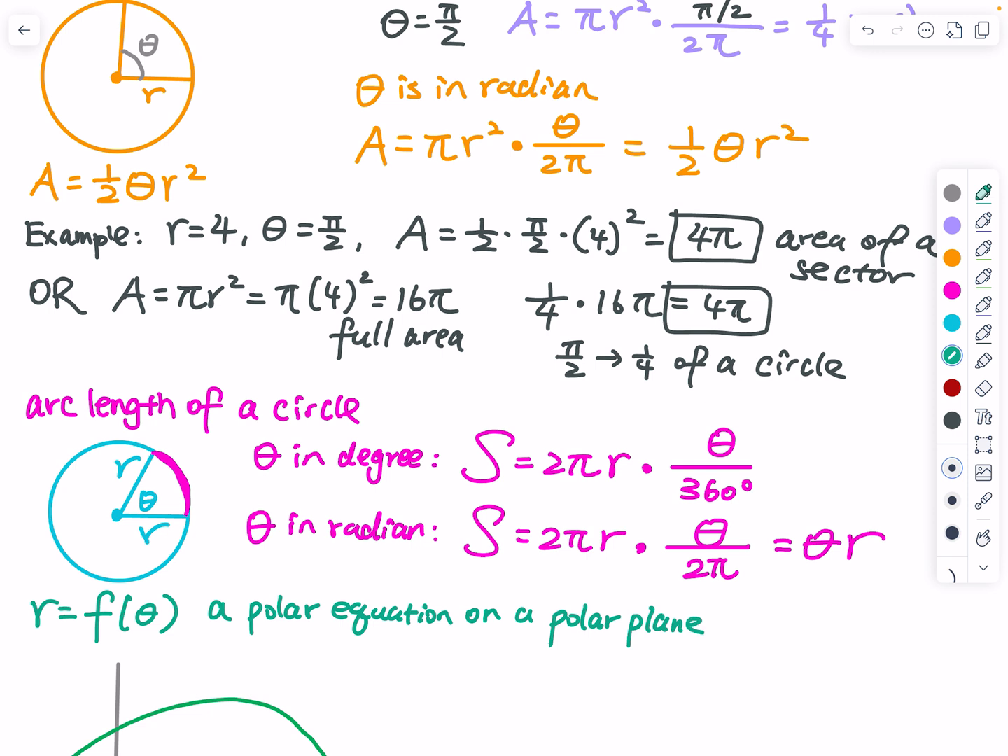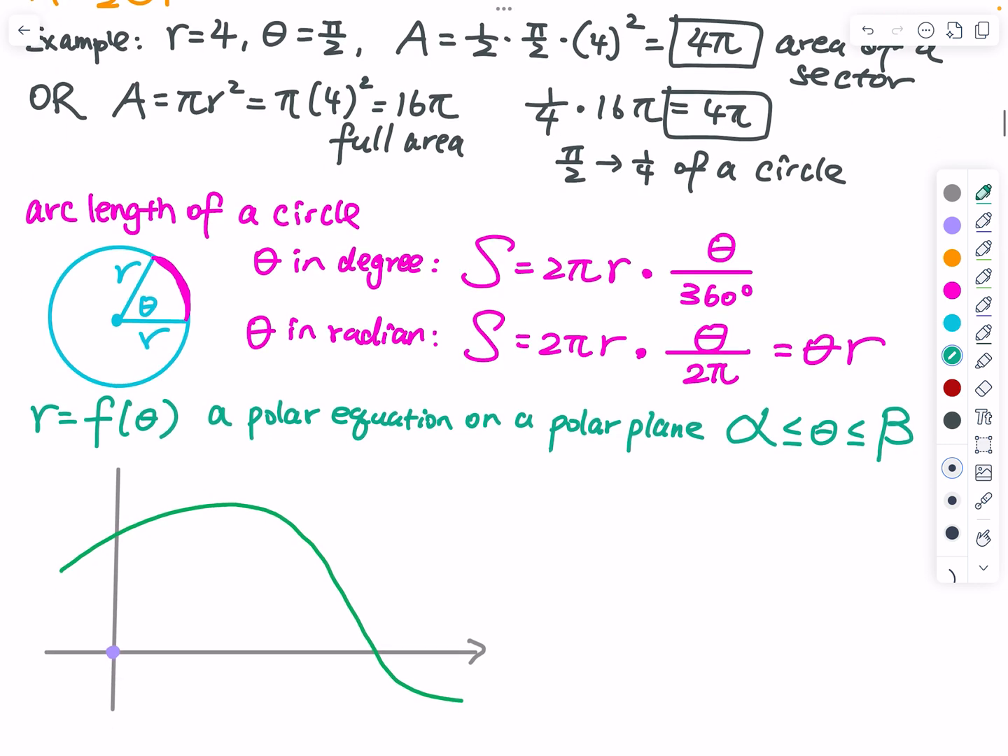And then back to a rectangular function, you can state the domain, right? Where x is between a and b. In polar, we use alpha and beta. The theta is between alpha and beta. And then let's say that is the graph. This is the graph of f of theta or r. So we sketch the graph of a polar equation.